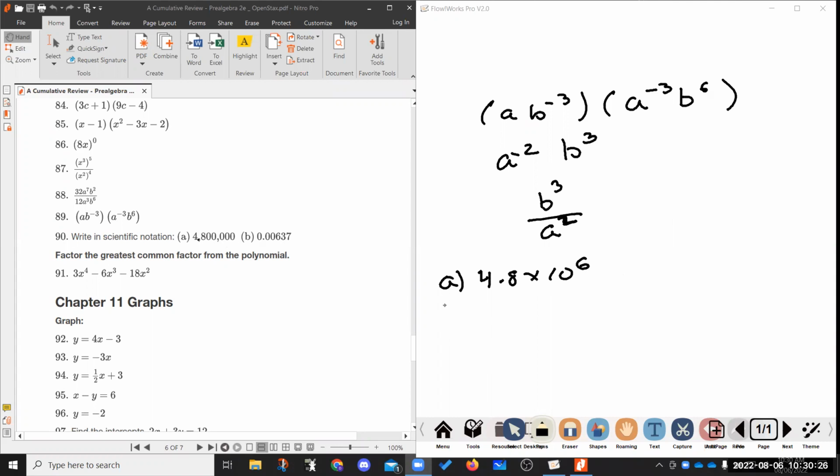Our second one, we're going to have 6.37 times 10 to the, now I'm going to have to move this one to the left because I'm putting it right there with the 6. I have to move it back 1, 2, 3. So that's going to be a negative 3.